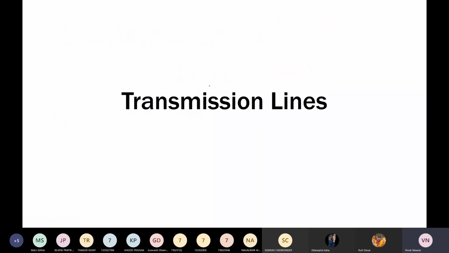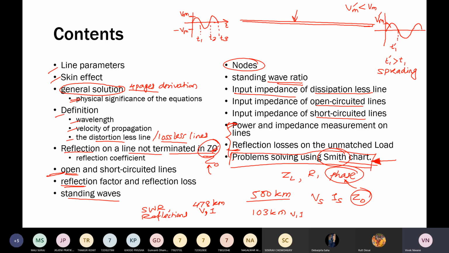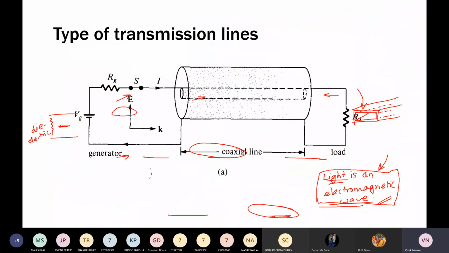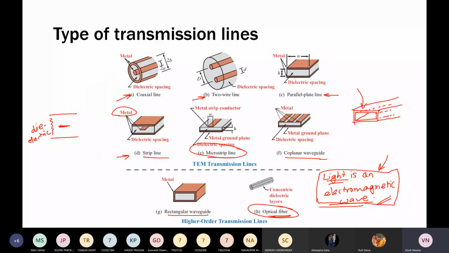So last time we started with the transmission line and we discussed its contents, what is required, which derivations and which formulae are required, everything. We discussed the types of transmission lines, with a basic idea of what a transmission line is. For example, we can consider a coaxial cable fed from the generator side and providing power on the load side. We also discussed the different types of transmission lines.